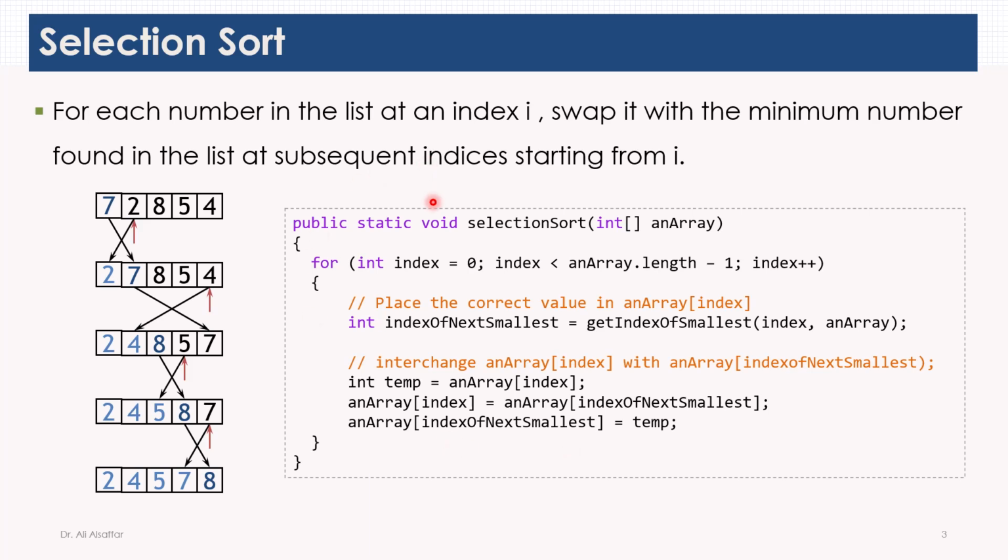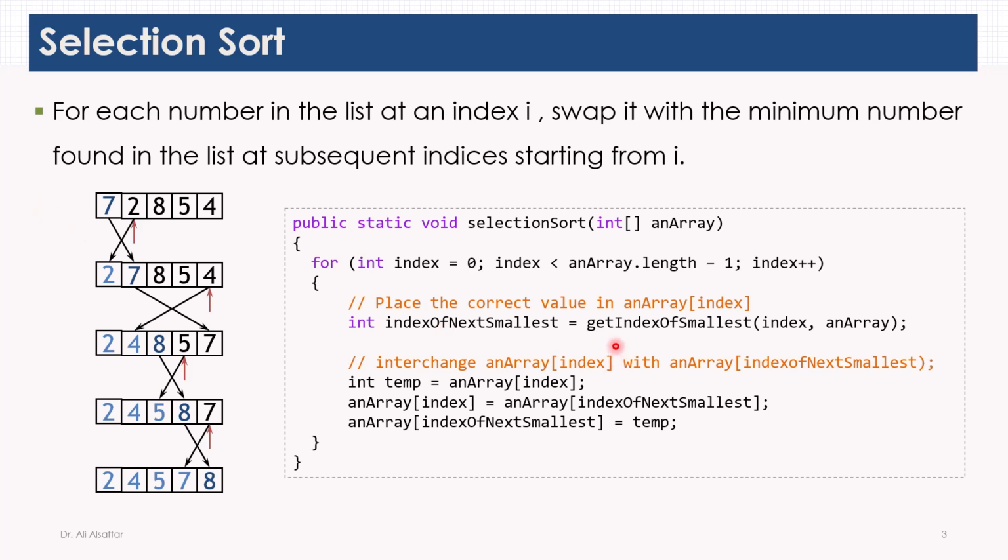In the next iteration, when index becomes 1, this method will get you the index of the smallest integer in the array starting from index 1. In the next iteration, when index is equal to 2, it will find the index of the smallest integer in the array starting at index 2, and so on. To understand exactly what this method is returning, getIndexOfSmallest, we will apply it on our example.